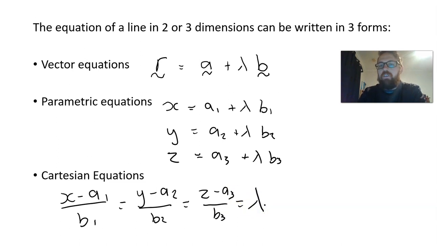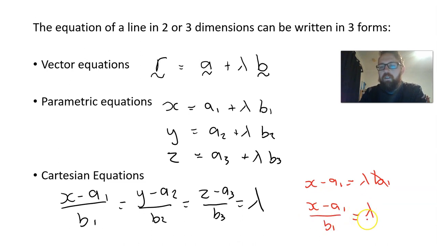I'll just show you for this first one in a different color, so you don't have to write this down. The way we got that is we've got x equals a1 plus lambda b1. If I minus the a1 to the other side, I get x minus a1 equals lambda b1. If I divide both sides by b1, this cancels, and I'm left with x minus a1 over b1 equals lambda, which is what we got here. And you can do that for each of them, and they're all equal to the same thing, lambda.